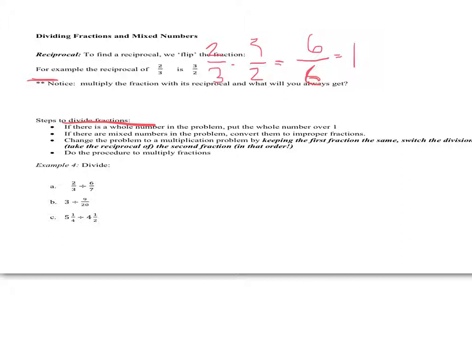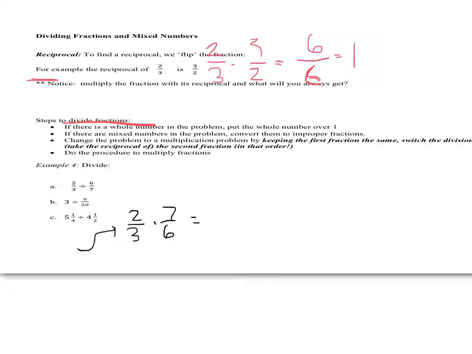Okay, so let's see what this looks like in our first example. 2/3 divided by 6/7. If we're going to divide these two fractions, we'll first notice that there are no whole numbers. There are no mixed numbers. So step 3, we keep our first fraction the same, 2/3, change the division to multiplication, and then for 6/7, we take its reciprocal, 7/6.